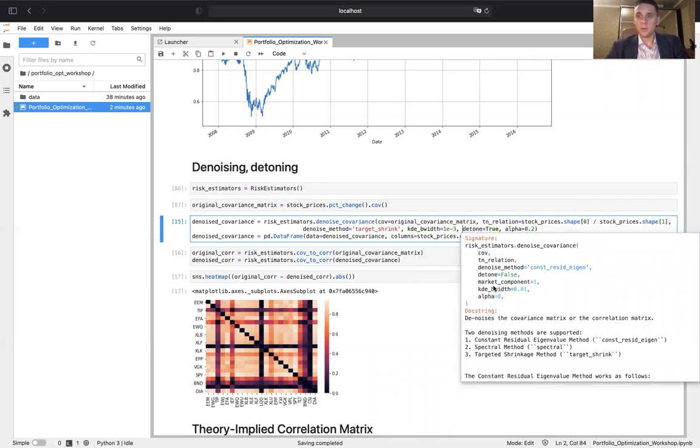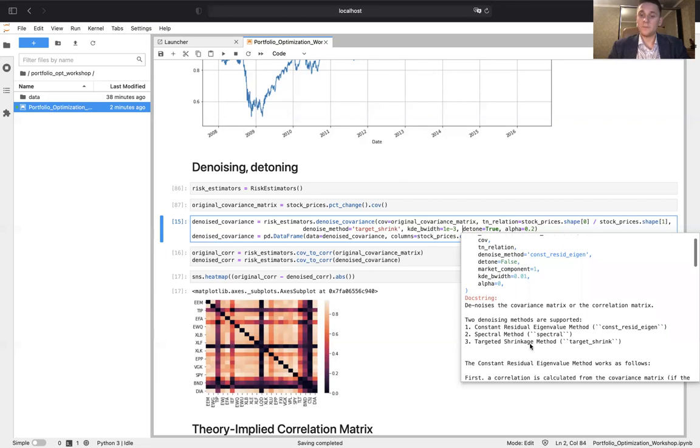But sometimes you may have very specific covariance matrices, and you can specify otherwise. We can also specify kernel density bandwidths, which is used in kernel density estimation, which is used in the constant residual eigenvalue denoising algorithm described by Marcos Lopez de Prado. And the final one is alpha. So alpha is used in the target shrinkage method.